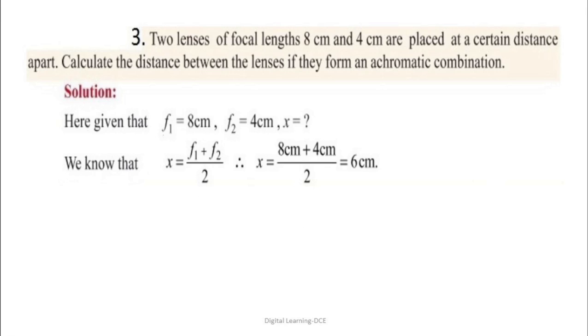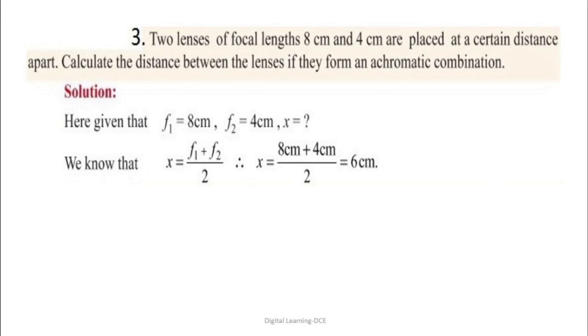Coming to the third problem. Two lenses of focal lengths 8 cm and 4 cm are placed at a certain distance apart. Calculate the distance between the lenses if they form an achromatic combination.